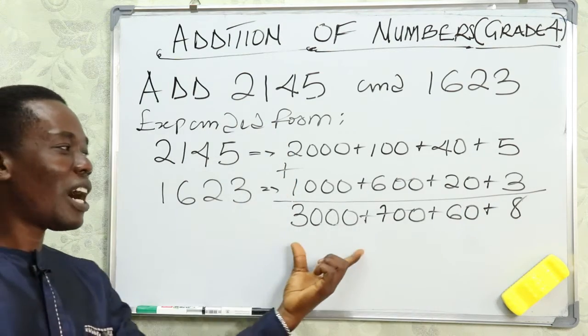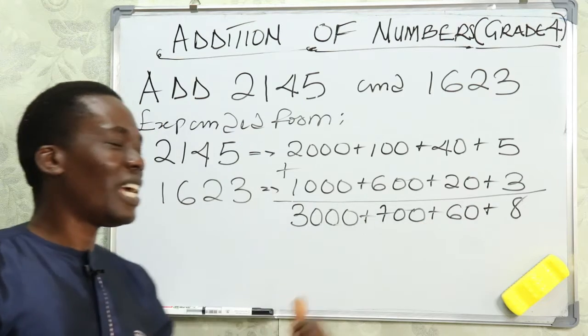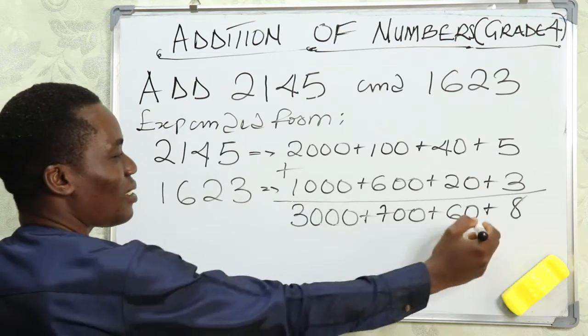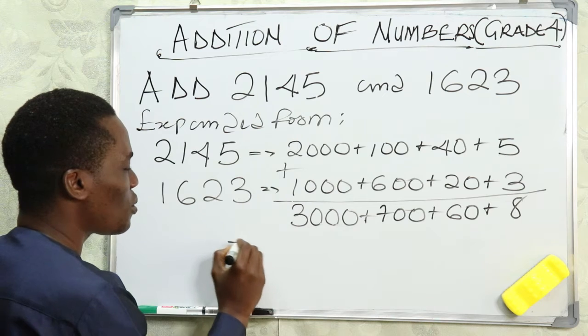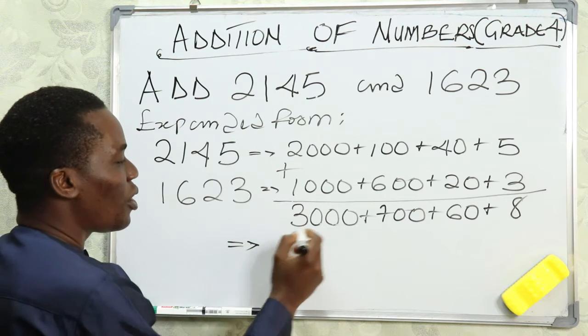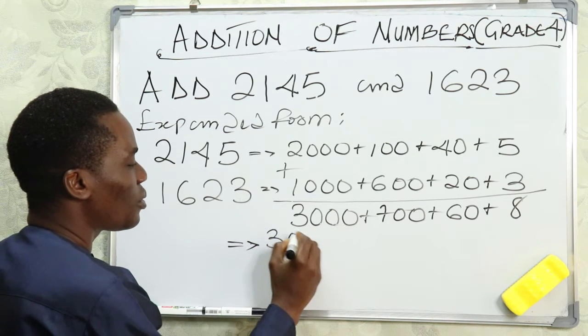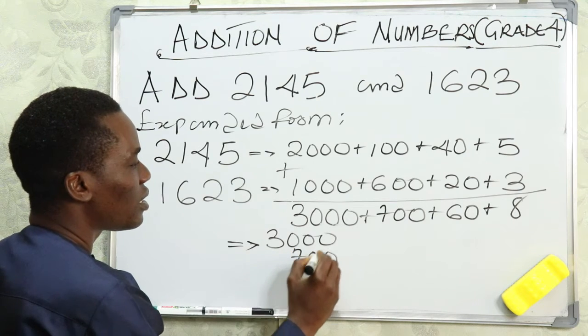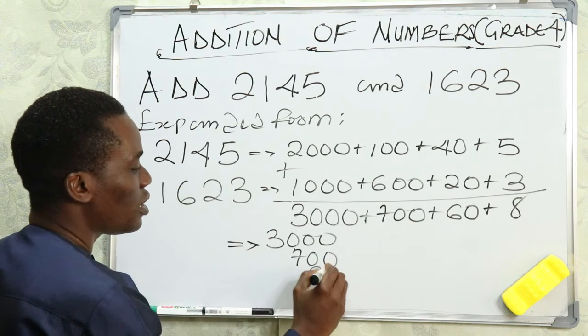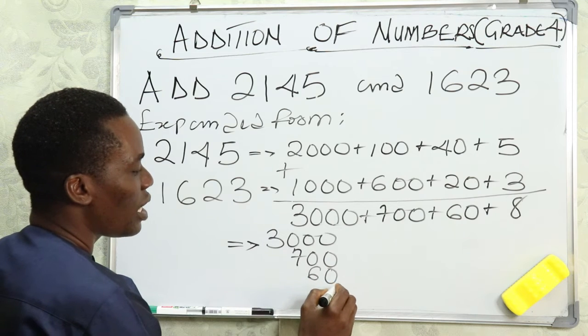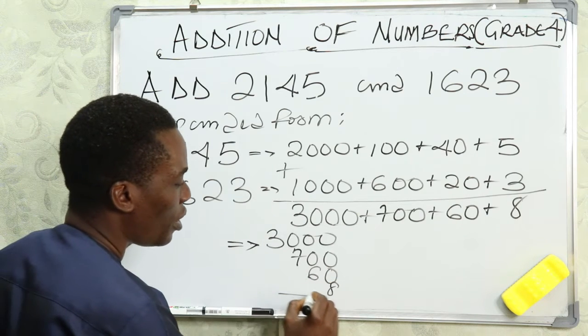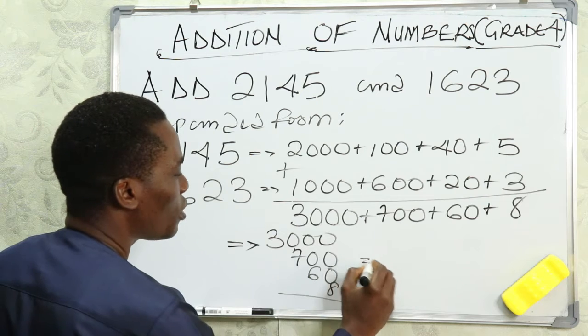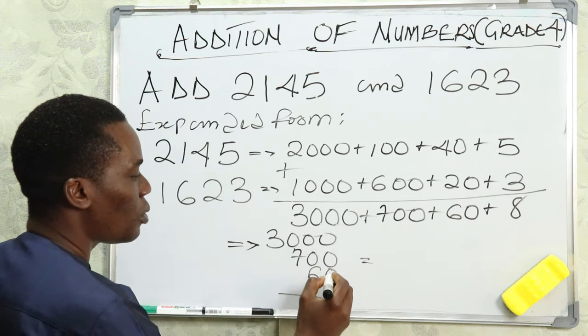So do you know what you have to do? Is to add this together. Now if you add this, what are you going to have? You're going to have 3000, you add your 700, you add your 60. Did you see how I'm arranging them? And then you add your what? You add your 8.